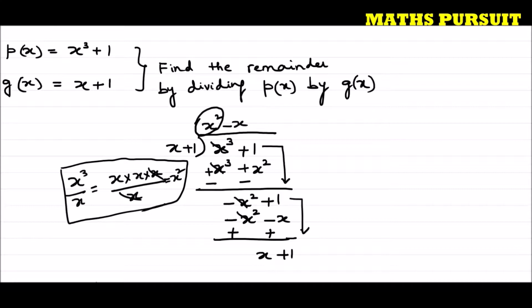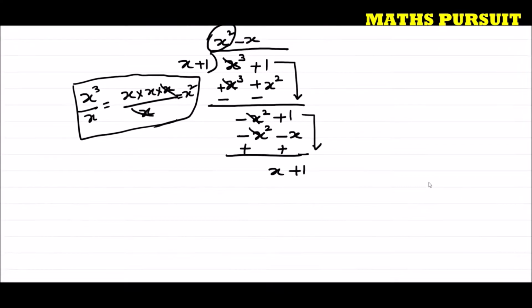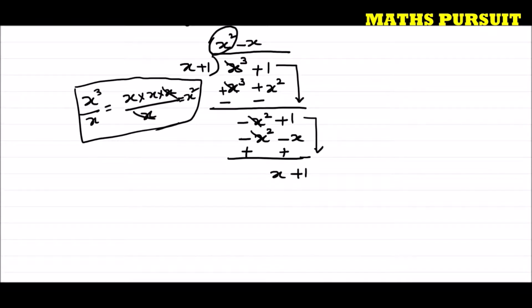Now, if you look here, again we got the new dividend. Here we got the new dividend as x plus 1. Now guys, let me tell you one more thing. This is the initial dividend. X cube plus 1 is the initial dividend.